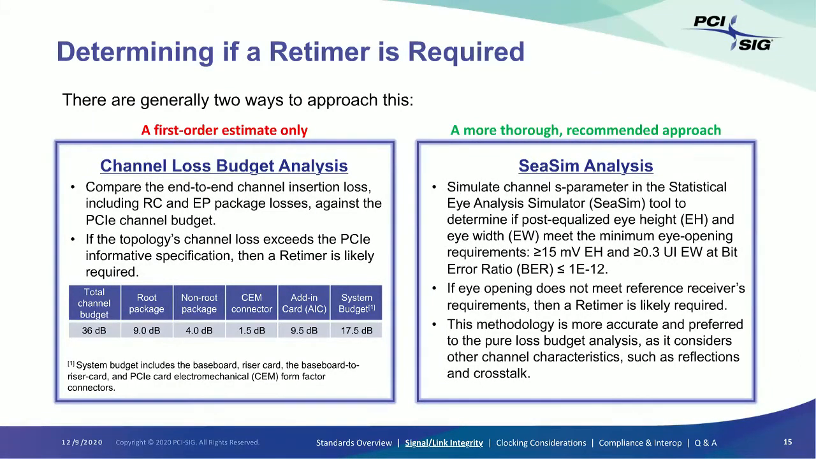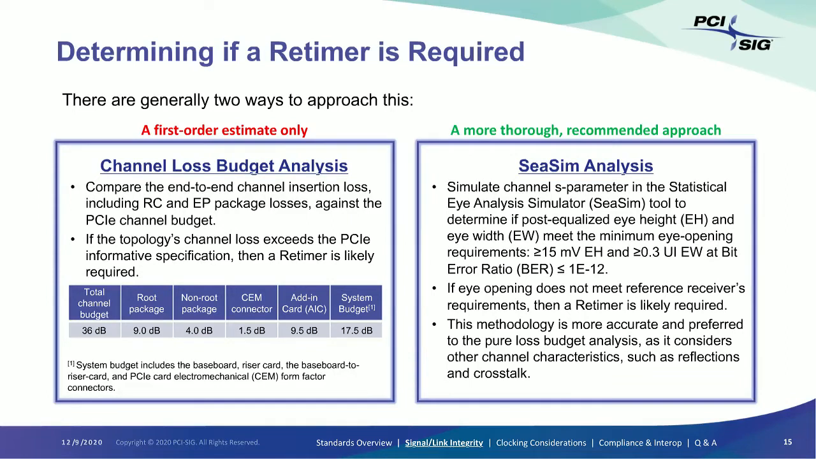So when it comes to determining whether a retimer is required in the system or not, there's generally two approaches for this. The one on the left, which I would say is not recommended, is looking at a simple loss budget analysis where you look at your topology, you add up the different loss terms, root port package, non-root package, connectors, system board routing, etc. And if all of that loss exceeds the 36 dB budget, then likely you will need to either make some significant changes or improvements to your topology, or you would need to add a retimer component.